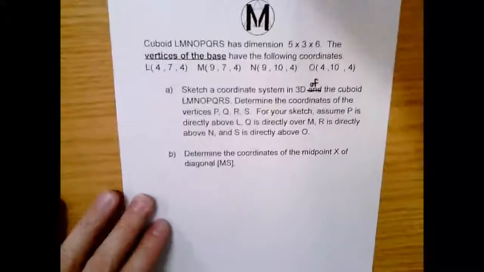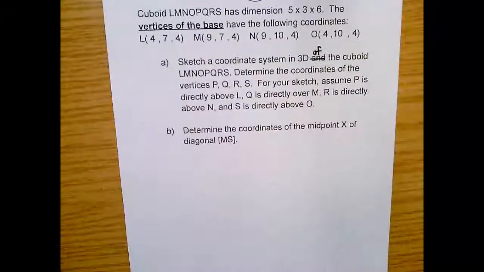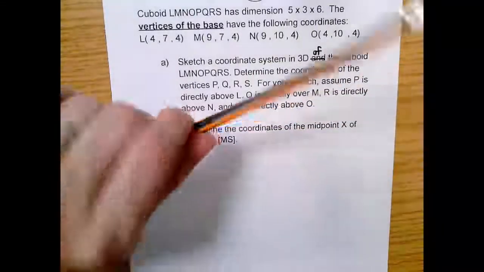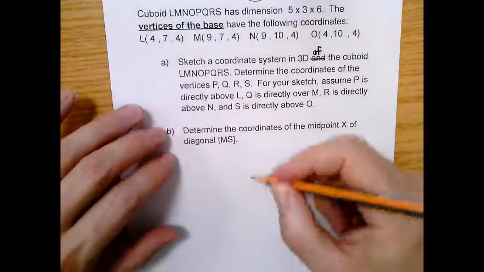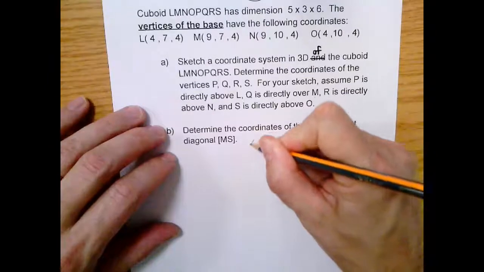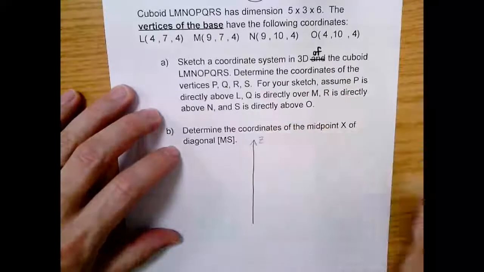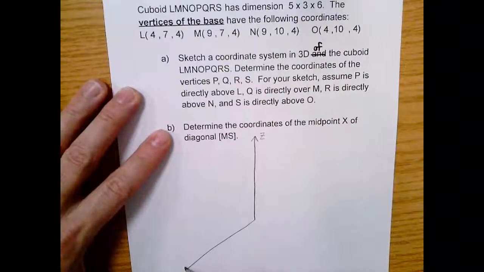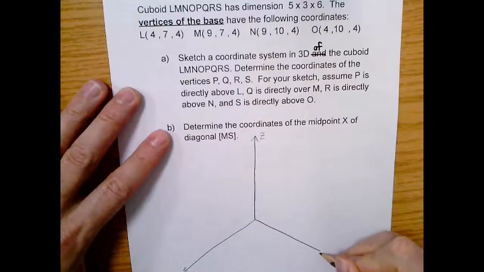Okay, I'm going to get some space down here. When I'm told to make a sketch, I often like to use a pencil, because you never know if you make some mistakes, and the pencil gives you a little bit of freedom to erase. So first things first, I am definitely going to need my Z axis, that's my up and down, and then my X, this way, and my Y.